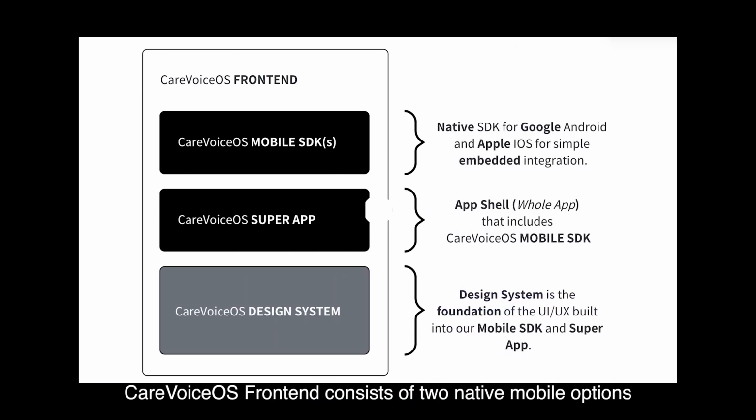CareVoiceOS frontend consists of two native mobile options for your customer's digital ecosystem. I would like to emphasize that CareVoiceOS frontend has a design system that is highly based on the thinking of optimal end-user experience. Fundamentally, it is the end customer users that benefit from this program. Therefore, nothing beats a native experience. This is why the two mobile options we have out of the box are built natively. Please see how it is structured and how it may fit into your existing or new mobile solution.